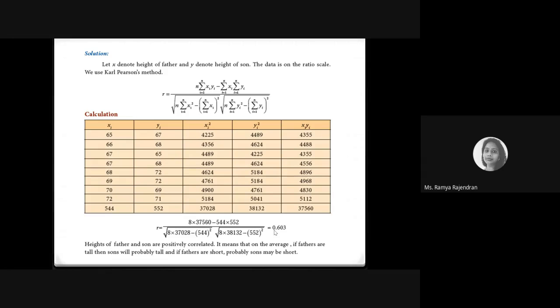When the value is 0.6, it is positively correlated. So we can say the father's height and the son's height are positively correlated to each other. You can say if your father is tall, you might be tall. If your father is short, you might be short. But if you have a value of 1, you can always say if your father is tall, you will be tall. But here it is 0.6, so you can say if your father is tall, you might be tall.